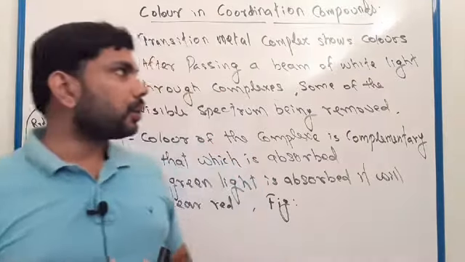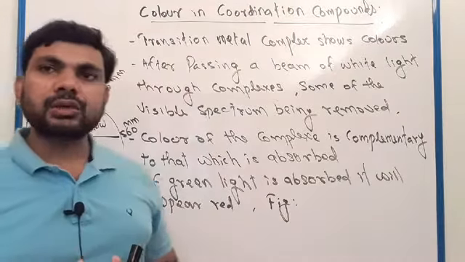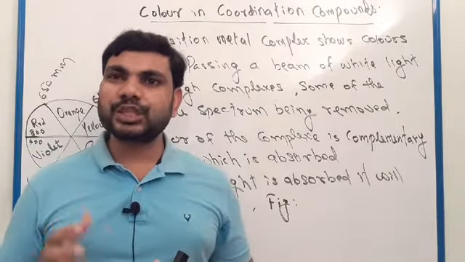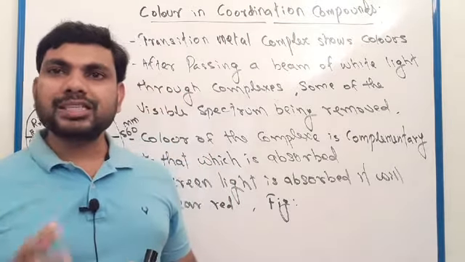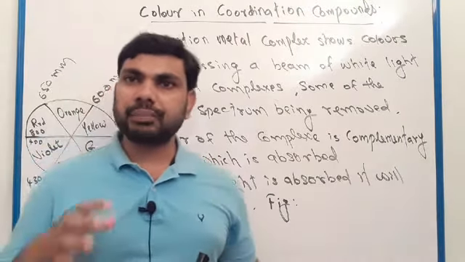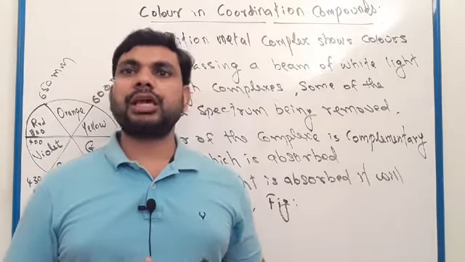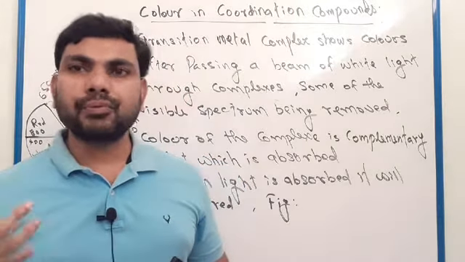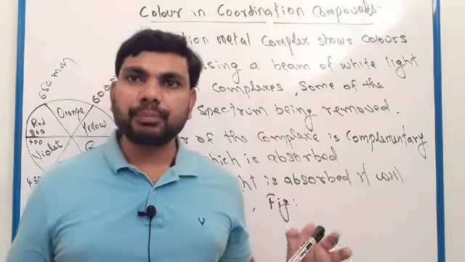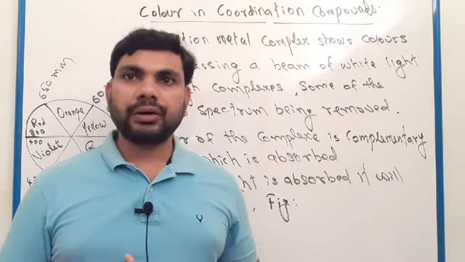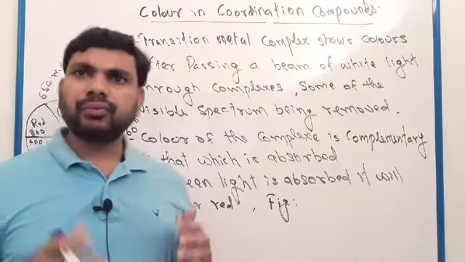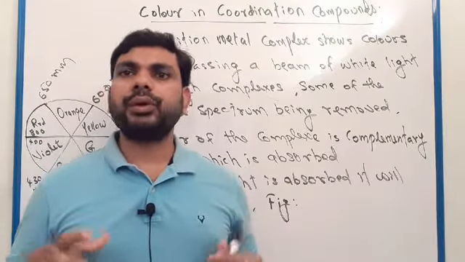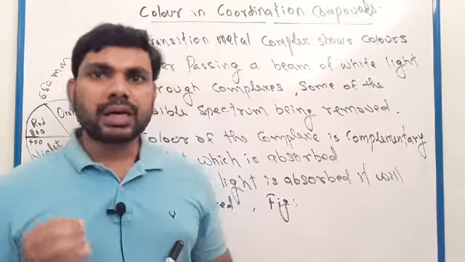We know a coordination compound consists of a transition metal. Coordination compounds which contain transition metals from the transition elements form different types of colored complexes. Clear? So here we are going to discuss the major reason for this color of coordination compounds.